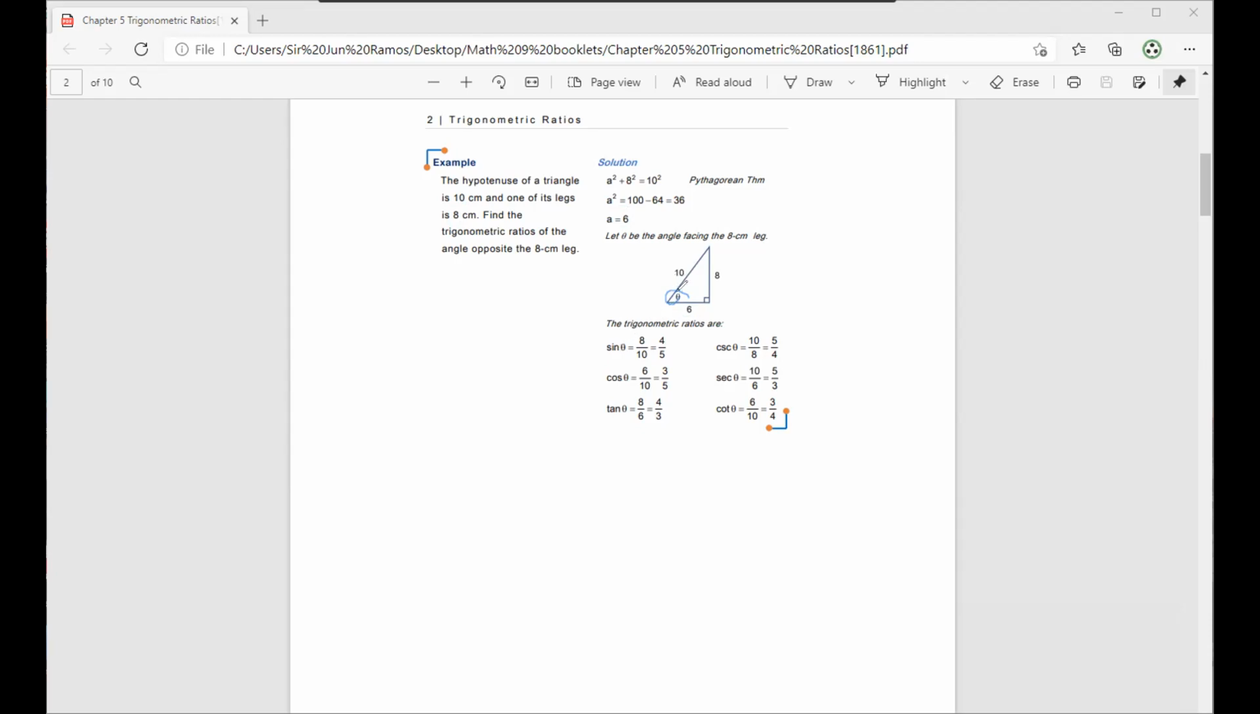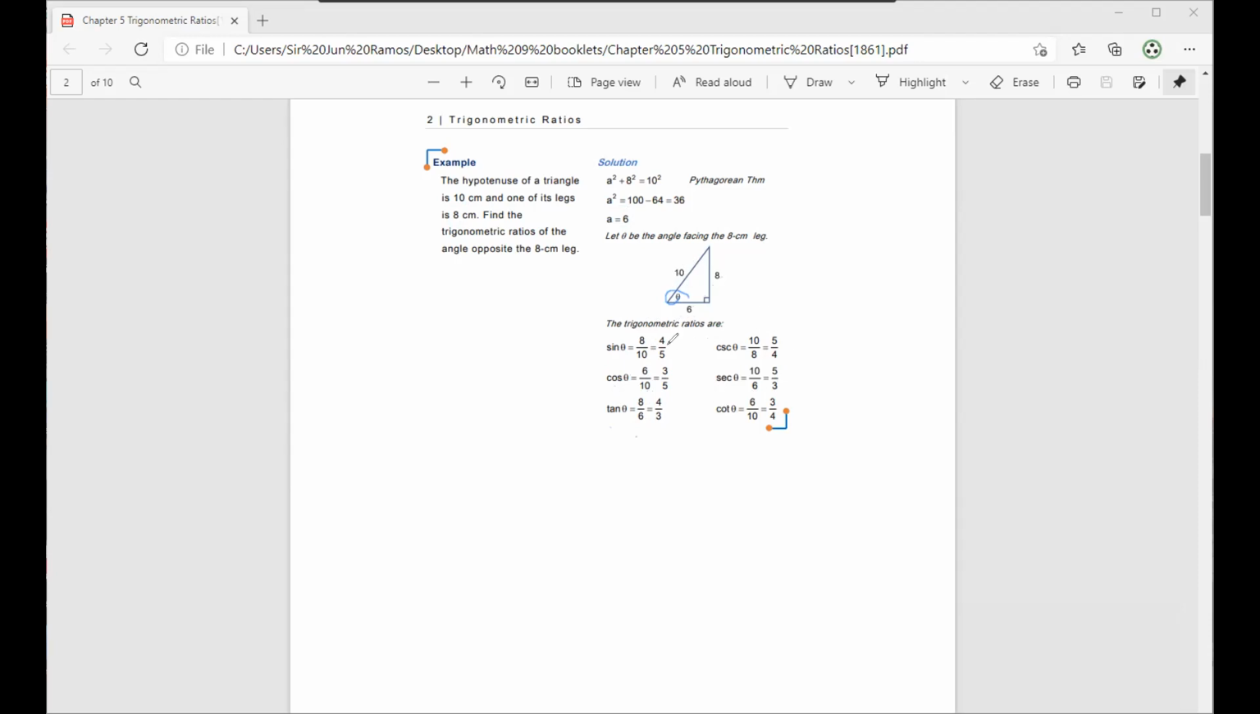This is the opposite side to theta, that's 8 over the hypotenuse. And then the cosine theta is the adjacent side, that's 6 over 10. And then the tangent theta is opposite over adjacent, or that's 8 over 6. And then the reciprocals are here on the right side.